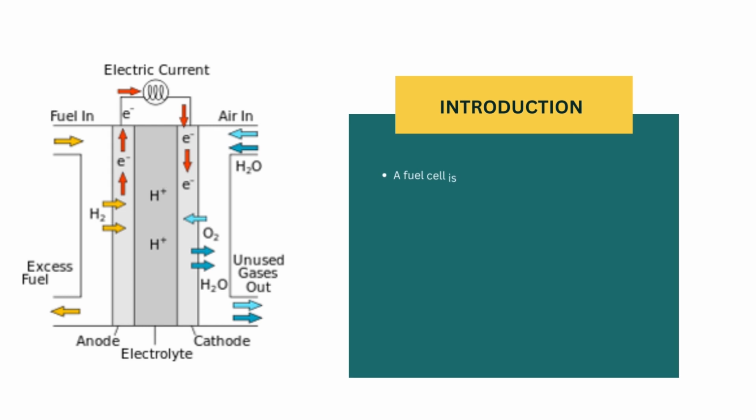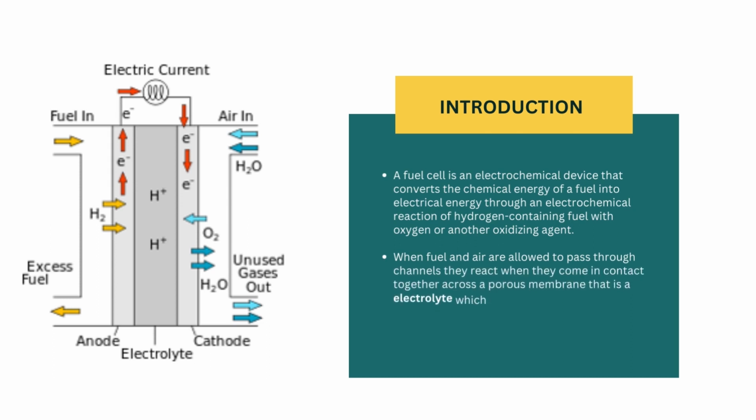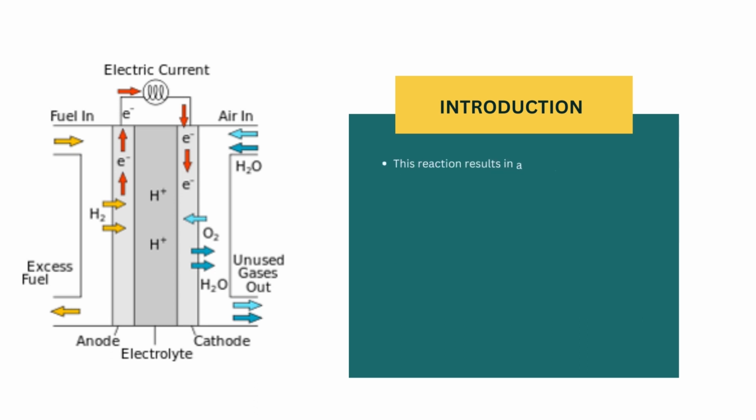Fuel cell is an electrochemical device that converts the chemical energy of a fuel into electrical energy through an electrochemical reaction of hydrogen containing fuel with oxygen or another oxidizing agent. From this figure, we can see the generalized structure of a fuel cell. When fuel and air are allowed to pass through this channel, they react, and when they come in contact together across the porous membrane, that is electrolytes, which separates them, this reaction results in transfer of electrons and ions across the electrolyte from the anode to the cathode.